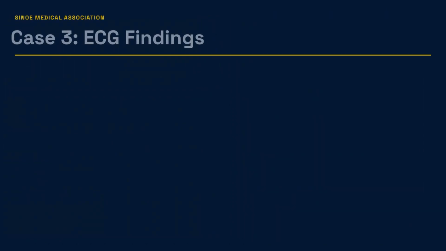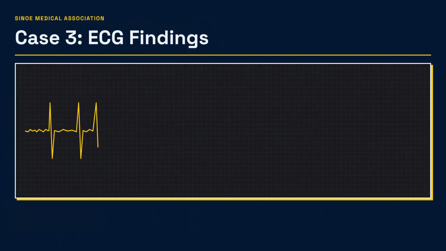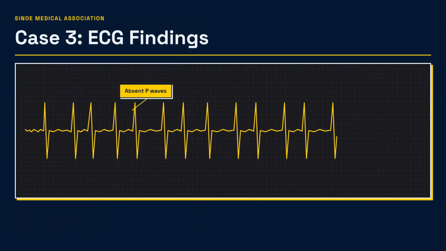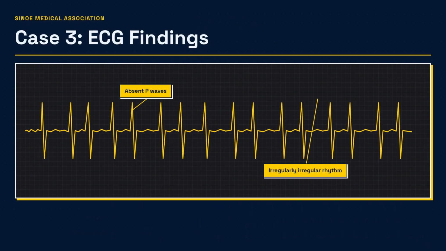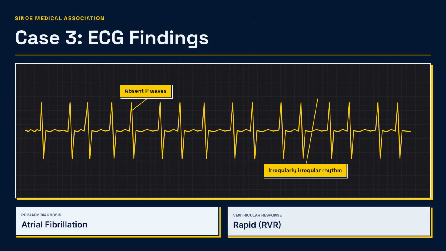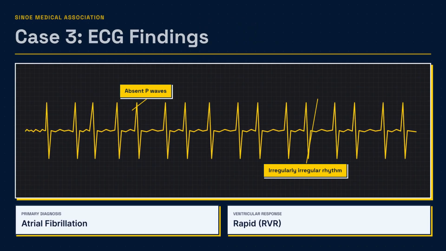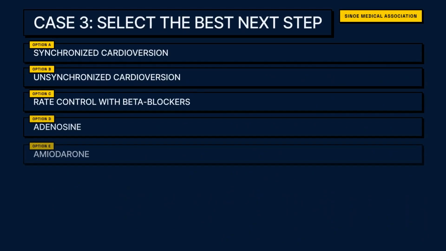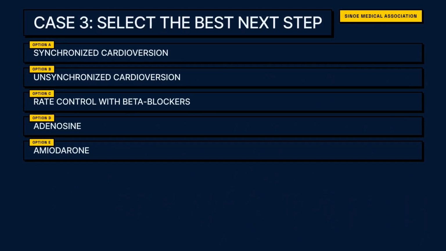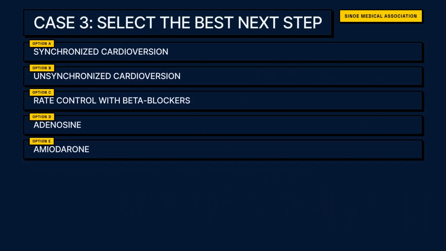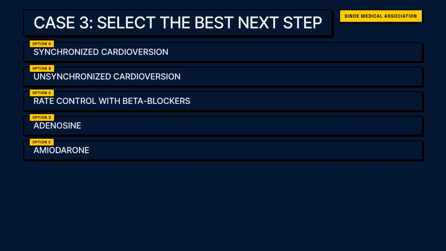Case 3. A 72-year-old man with a history of palpitations and lightheadedness. ECG reveals an irregular rhythm with no discernible P waves and a heart rate of 140. What is the most appropriate next step in management for a hemodynamically stable patient? A. Synchronized cardioversion. B. Unsynchronized cardioversion. C. Rate control with beta blockers. D. Adenosine, or E. Amiodarone.